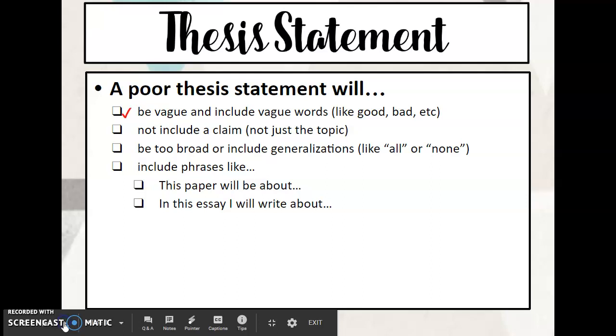This is what I was just talking about. We want to stay away from being vague. So don't say stoplights are a good addition to our framework. Let's be stronger than that. You also, if you don't have a claim in your thesis, it's not going to help to guide it. You need to tell your reader what it is you're trying to tell them. You don't want to be too broad. You don't want to say all people believe that, because that's not true. You can always find people that are not in that all category.